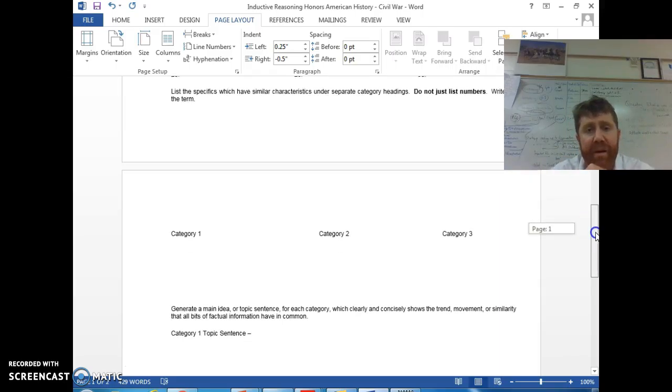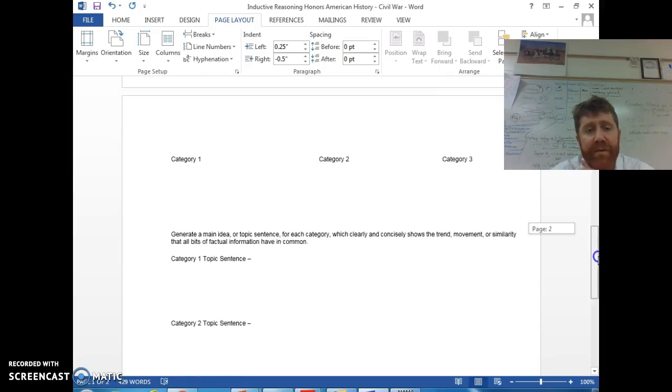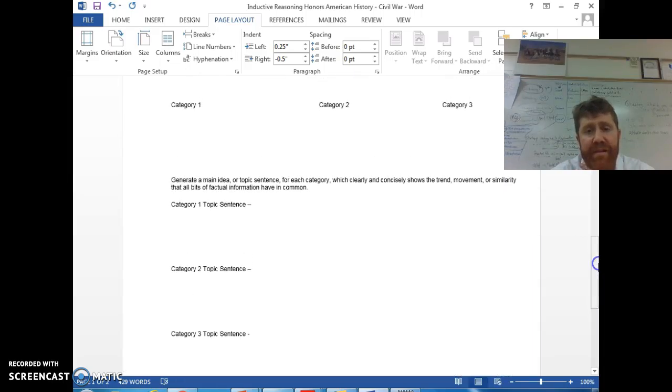After you separated out the terms into the categories and you've labeled said categories, then you're developing topic sentences. Topic sentences are the main idea of your body paragraph. It's almost like a mini thesis statement. It lays out the argument that you're going to try to make in that particular paragraph. You have 3 categories at least. If you have more than 3 categories, you need to have more than 3 topic sentences. But you generate the main idea for each category, which clearly and concisely, all right, that means it doesn't have to be too wordy, shows this trend, movement, or similarity that all bits of factual information have in common.